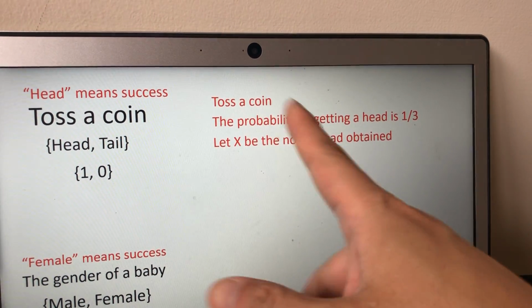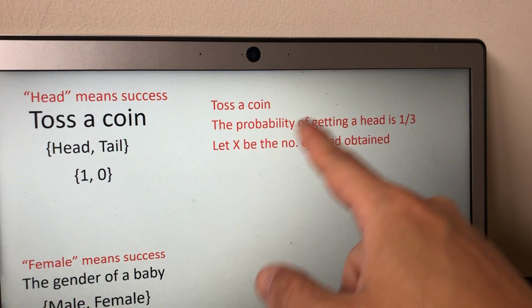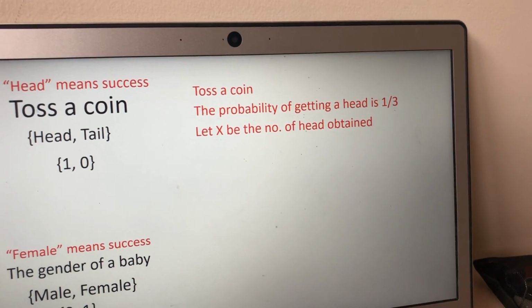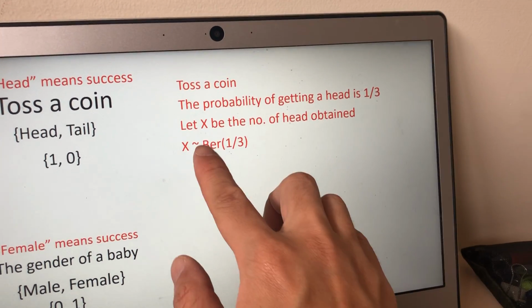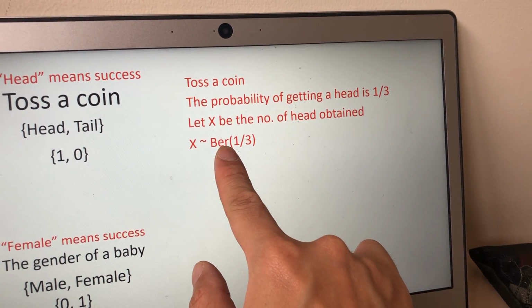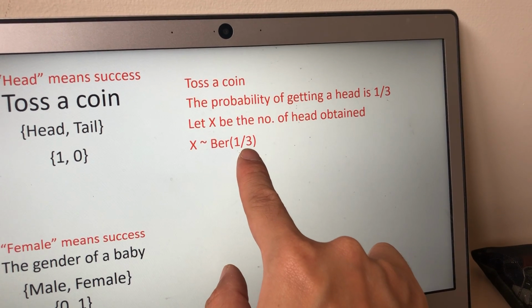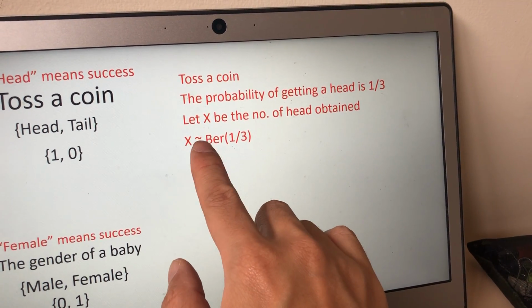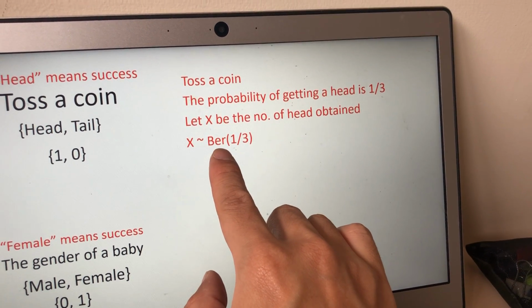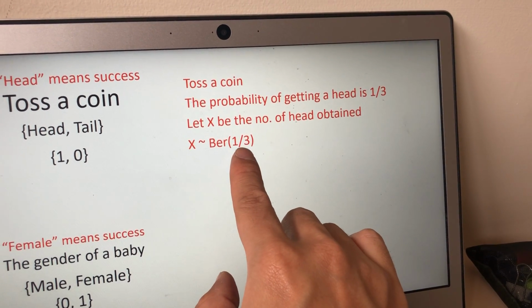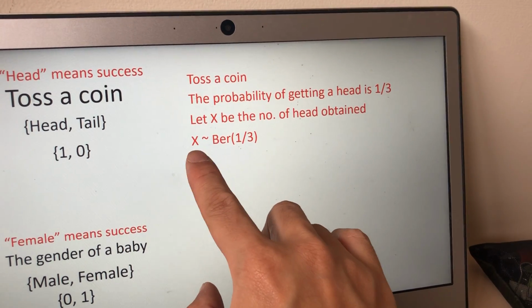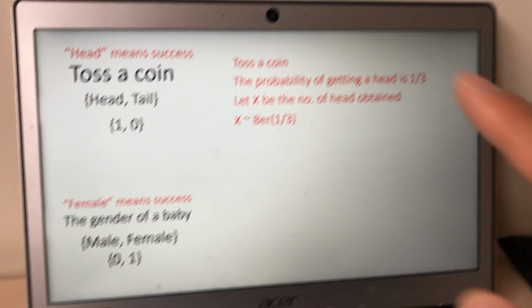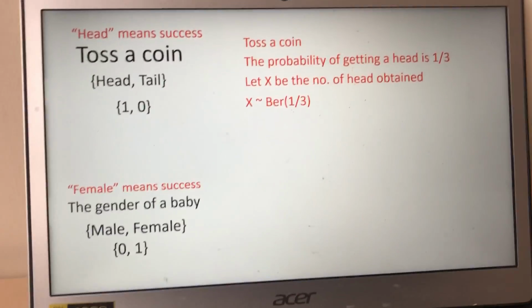Then we know that it must be a Bernoulli distribution, because the result is either head or tail. So you could say X follows a Bernoulli distribution with the probability of success 1/3. X means the number of head. Okay? So this is a proper way to describe the probability event.